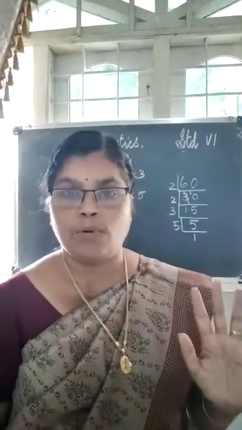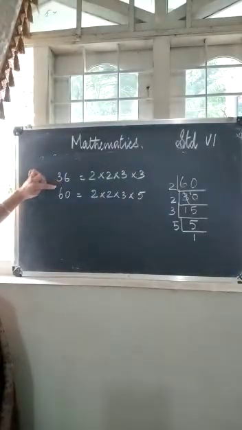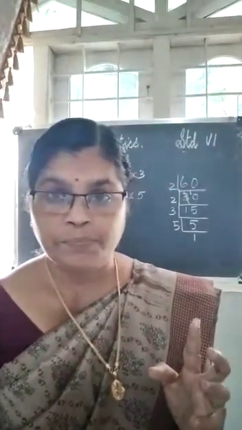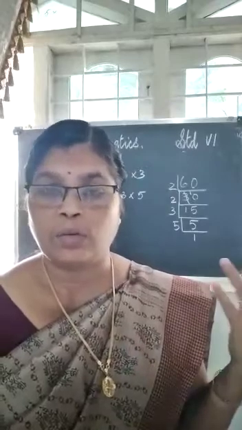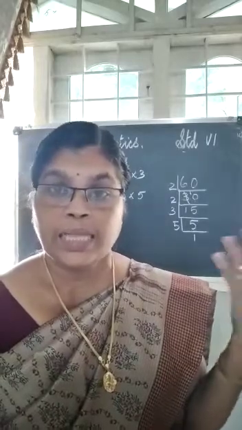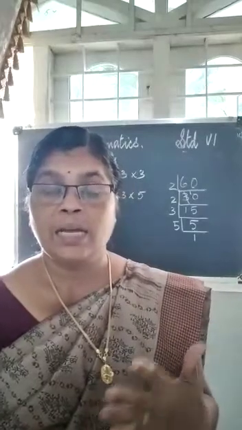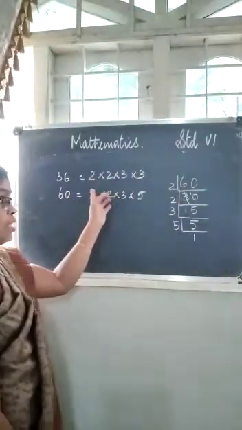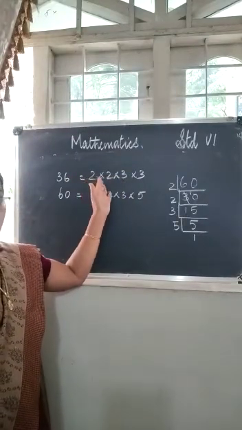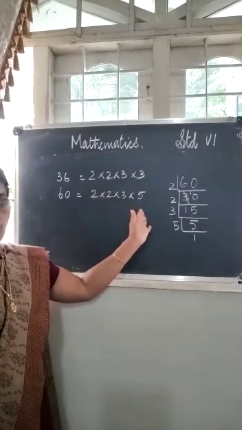There will not be any composite number. See, 36 and 60 are composite numbers. They have so many factors. 36 has a lot of factors and 60 also has a lot of factors. We have seen that, isn't it? These are composite numbers, but the prime factorization consists only of prime numbers. In the prime factorization, which type of numbers will be there? Only prime numbers. No composite number will be there.